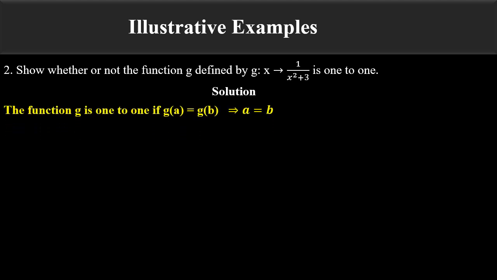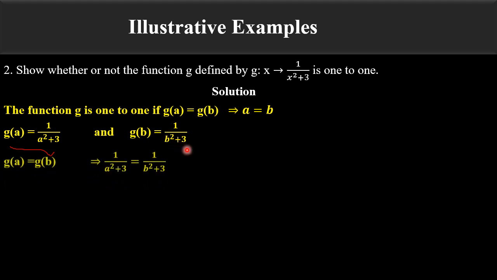The function is one-to-one if g of a equals g of b, which implies a equals b. For us to do so, we find g of a. Wherever we have our x, we replace it with a. And wherever we have our x, we replace it with b for g of b. And that is what we've done there. From here, the next thing we do is equate g of a, as you can see on your screen here, to g of b.